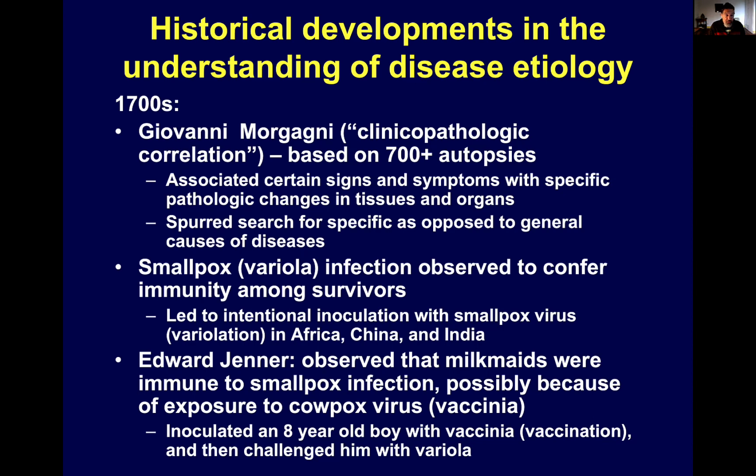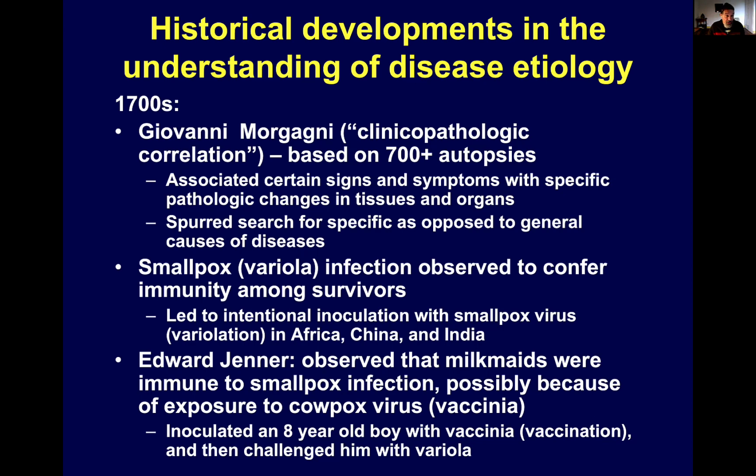Another important observation is with regard to smallpox, or variola. Smallpox infection was observed to confer immunity among its survivors. While it killed most people it infected, those that survived did not appear to be at risk for becoming infected with smallpox in subsequent exposures or outbreak situations. And so people would take the scabs from smallpox survivors and use them to inoculate themselves as a way of protecting themselves. It's an early example of this notion of vaccination, or I think it was called variolation, that was done in Africa and China and India.